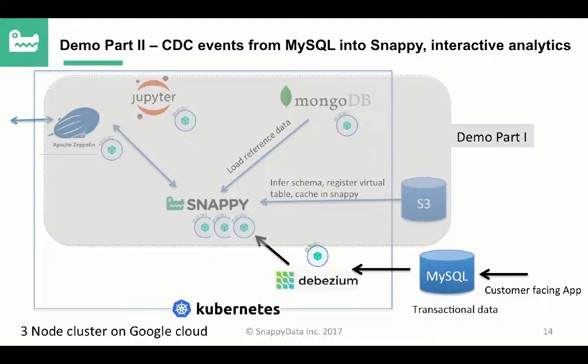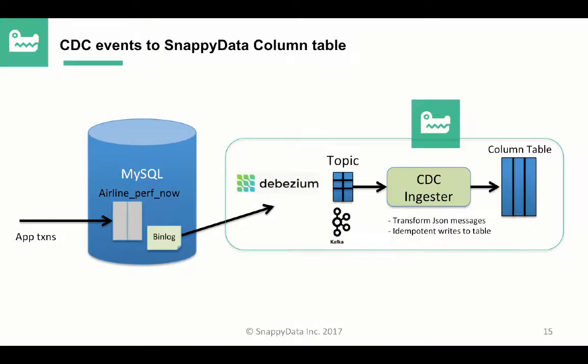In this case, we just introduced a few additional components. We use MySQL to simulate our transactional database that's being continuously written into from a customer-facing application or microservices. And then we essentially run Debezium that's capturing these events and routing them to Snappy. All right, so let's take a brief closer look at what the demo is doing.